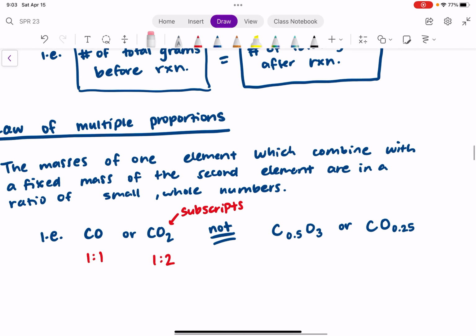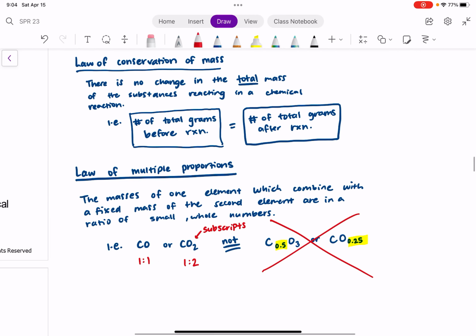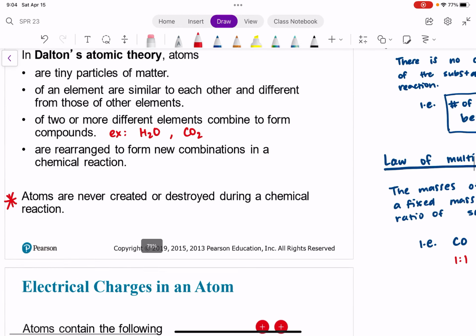Okay, what we don't see is these fractional numbers. We don't see these decimals. So we aren't going to get a half of a carbon bonding with 3 oxygens, or 1 carbon bonding with 0.25 oxygens, right? We don't get those kind of decimal fractional numbers. They're bonding in small whole number ratios. So this, I'm going to put an X through because we don't see that. This will help you with one of your homework problems. So I just wanted to talk about that real quick.